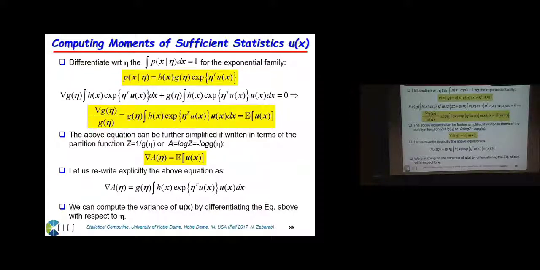If you want to calculate the expectation of the sufficient statistic, it comes to be equal to the gradient of that function A with respect to eta. This is not an approximation, this is an exact answer, an exact result. The expectation of u of x, the sufficient statistics, comes out to be the gradient of A with respect to eta.